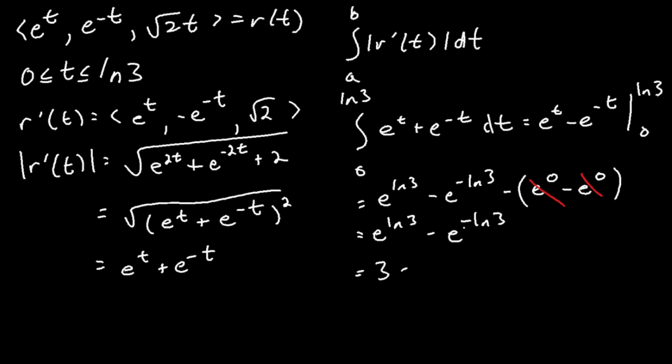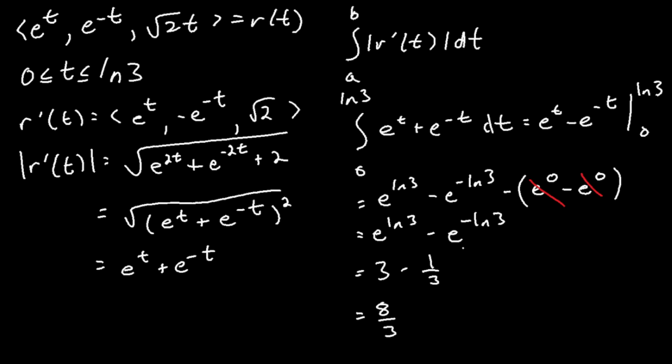And then what is this? It's 1/3. Once you get this answer, you can just stop. It's still a constant, it's an answer, but I'll simplify it for you guys. This is 8 over 3.